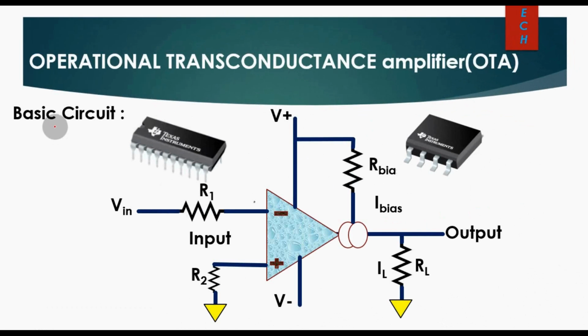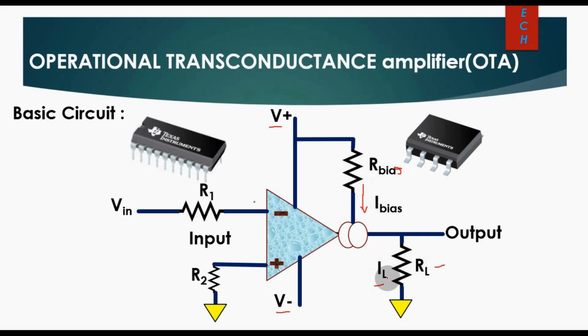So this is the basic circuit of the operational transconductance amplifier. You can see this is the input voltage, which is connected at the inverting terminal. This is R2. This is the positive supply V plus. This is the negative supply V minus. This double circle represents the current source. This is the biasing resistance, and the current flowing through it is I bias. This is the load RL, and this is the load current.